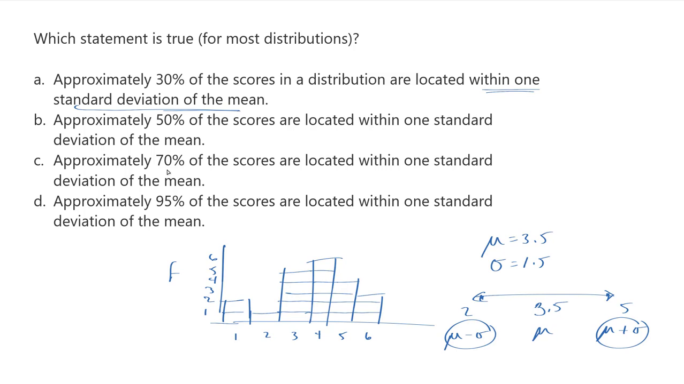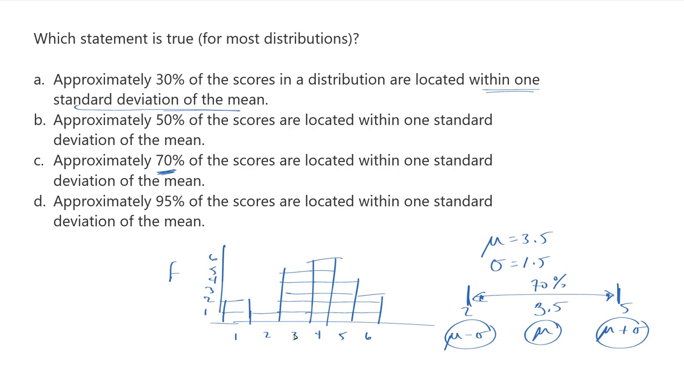Now the answer really is something you have to memorize, at least for this chapter. It's approximately 70% of scores that are located within one standard deviation of the mean. I don't like telling you that you have to just memorize answers, but we will get to the proper understanding of this once we get to the videos that walk you through z-scores and how z-scores work with a normal distribution. So until we get to the chapter dealing with z-scores, this is simply something you have to memorize, that 70% of scores fall within one standard deviation of the mean.